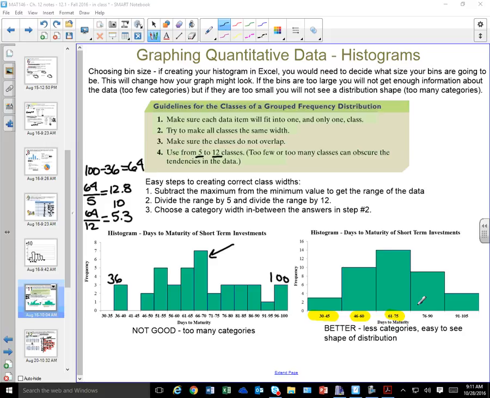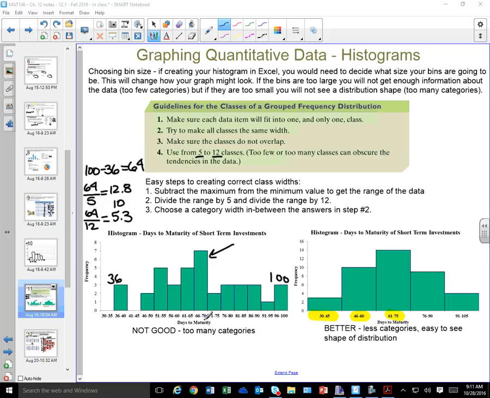Now what I see here is most of these short-term investments matured in 61 to 75 days, right? It was very rare to get one in 91 to 105 days or 45 days or less, right? So that's what we can tell from this graph that we couldn't really tell from this, okay?